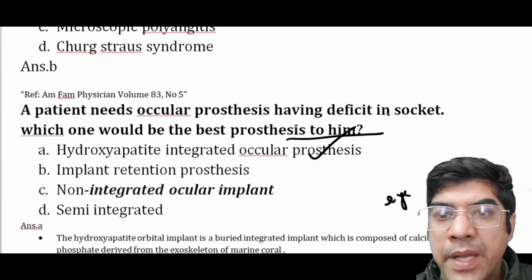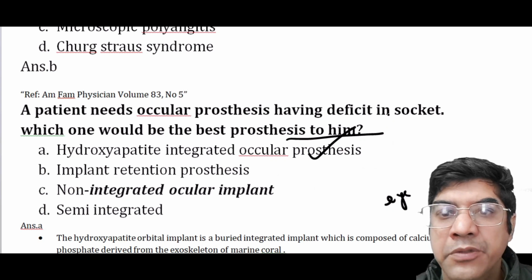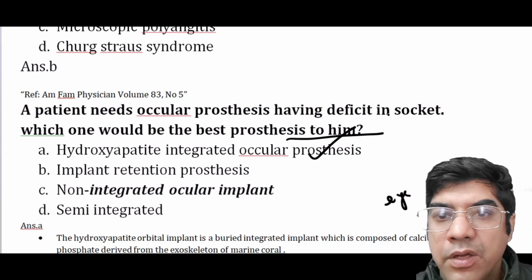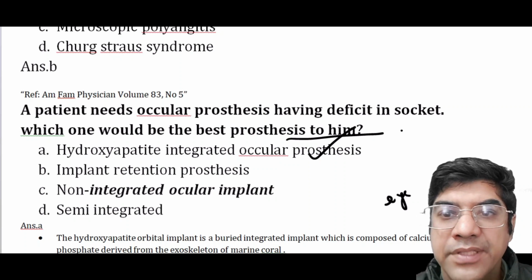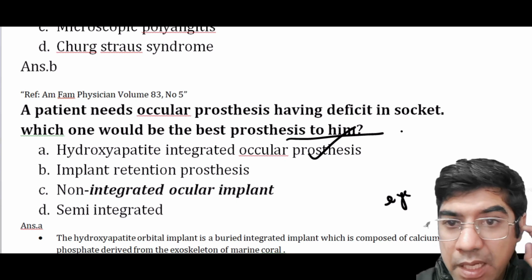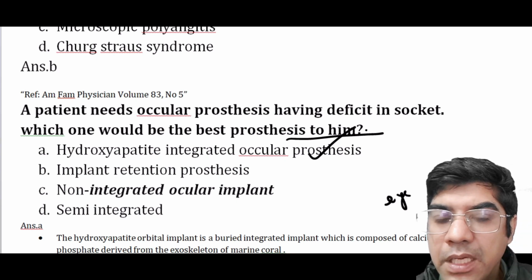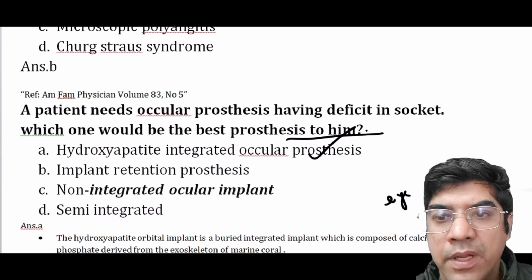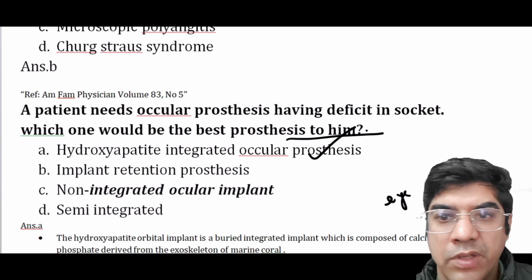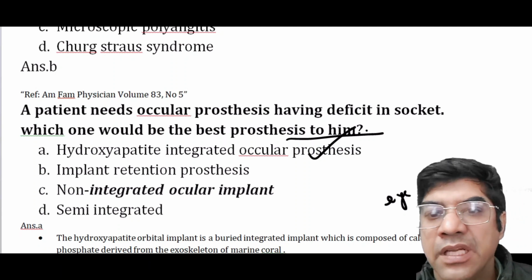So due to this biocompatibility of hydroxyapatite, it reduces the adverse effect or the rejection. That is why it has a long-term stability. Following ocular surgery, the implant serves to replace the missing volume in the eye socket, preventing facial asymmetry and providing a natural appearance. So in summary, the hydroxyapatite integrated ocular implants are a well established option for patients requiring eye socket reconstruction, as it has both cosmetic and functional benefit.